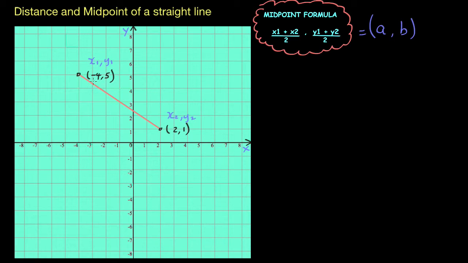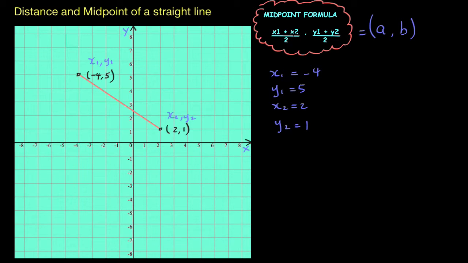So we can see x1 is minus 4. So I can write these here. We've got x1 equals minus 4. We've got y1 is 5. We have x2 is 2. And we have y2 is 1. Now we just place these values straight into the formula.